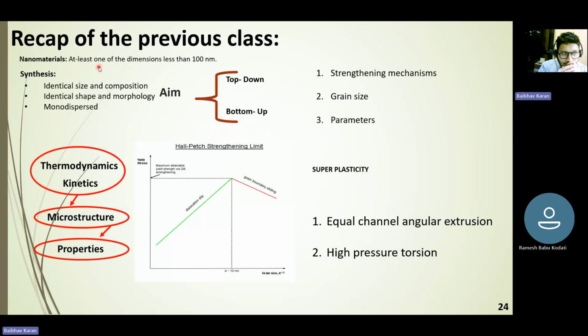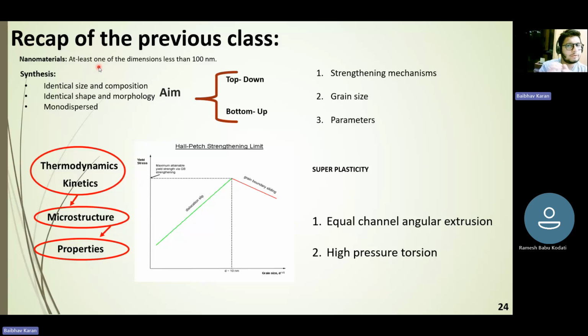Then we discussed the synthesis of nanomaterials. What is the main aim of synthesis? Synthesizing a material means you want that material to be highly pure. But the problem with nanomaterials is that the surface area to volume ratio is quite high, because the surface area is quite large compared to the volume. Therefore, this makes nanomaterials quite unstable.